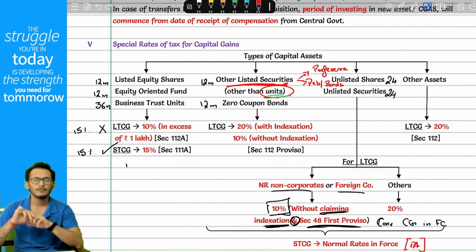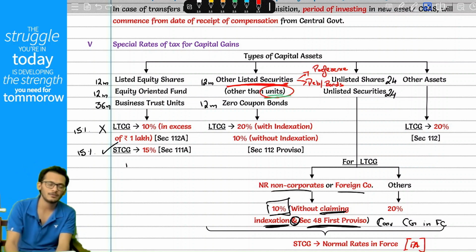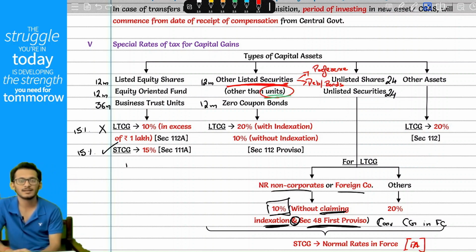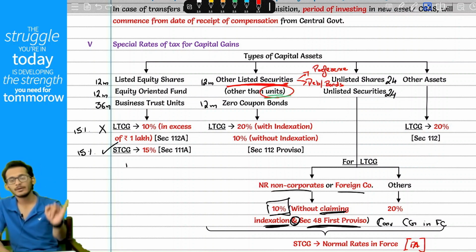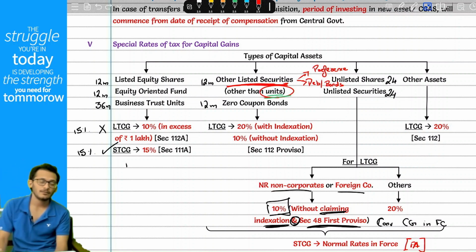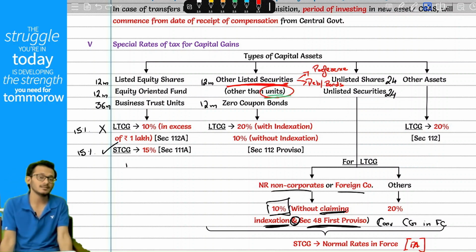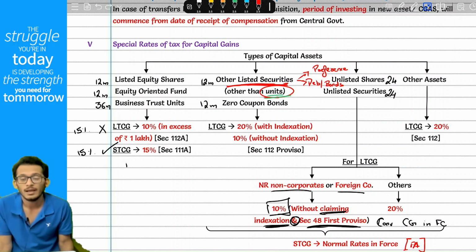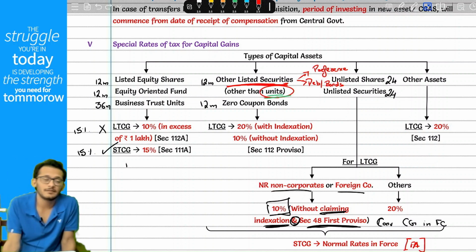Income tax says if you are planning to transfer any listed equity shares, any equity oriented funds, or any business trust units, and it is found to be long term in nature, then it is long term capital gains under 112A. If it is not long term, then it is short term capital gains under 111A. So for listed equity shares, equity oriented funds, or business trust units, if you transfer it as a long term asset, then it is taxed under 112A, and if it is not long term, then it is short term under 111A.